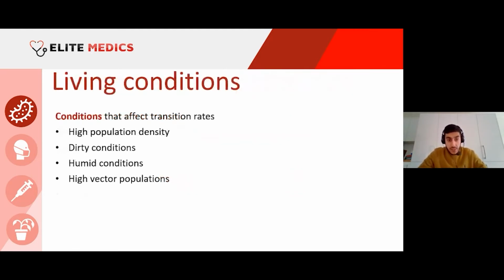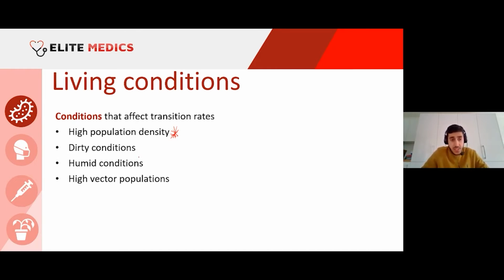So conditions that affect transmission rates, so having a high population density. So obviously if there's a lot of people living in a certain area, having a dense population, that can affect transmission rates, especially for things that are airborne or droplet transmission. So for example, COVID. If you've got a lot of people living in a high area and you're coming into contact with more people, you're more likely to spread it.